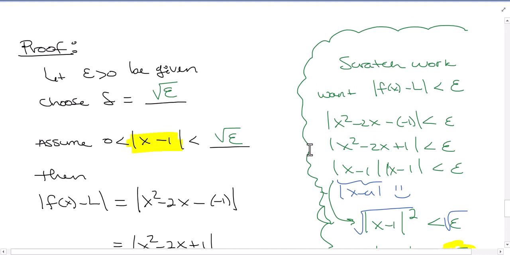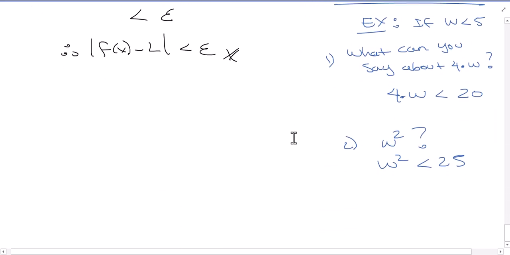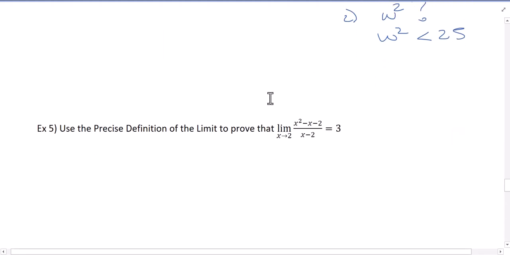These proofs become a little bit harder when you don't end up with the perfect square here. If this had factored into, for example, x minus 1 times x plus 2, then I have to do something a little different with that extra term in order to bound my delta. All right, let's try another example.